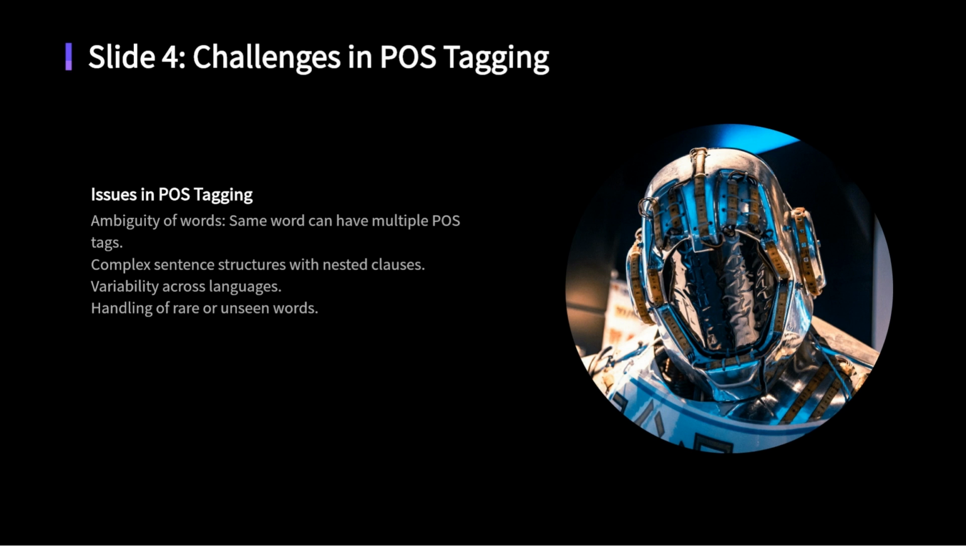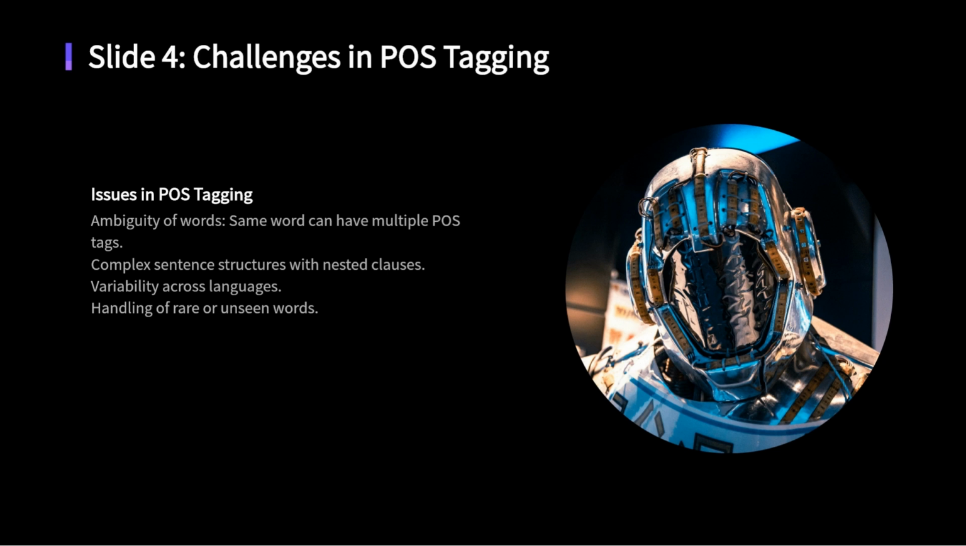Ambiguity of words. A single word can belong to different parts of speech depending on its context. For example, bank can be a noun, financial institution, or a verb, to bank on something. Disambiguating these cases requires understanding the word's context. Complex sentence structures. Sentences can be complex, containing nested clauses or indirect speech, making it difficult to accurately tag every word. For instance, in the sentence, I know that he is playing, know is a verb, but is playing should be tagged as a verb phrase.